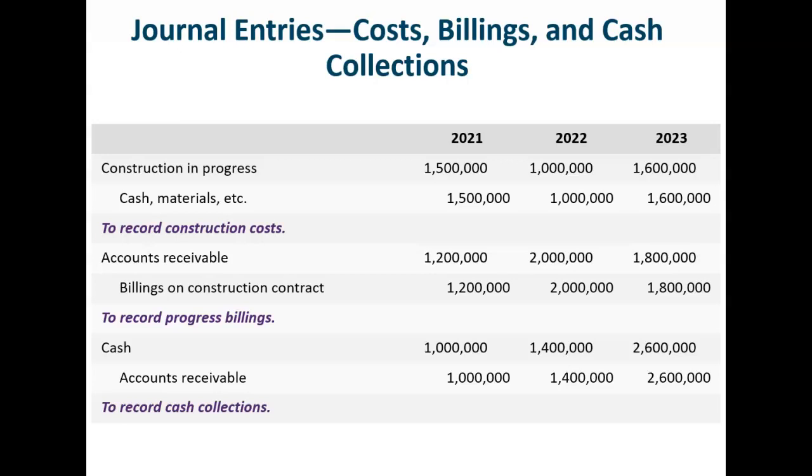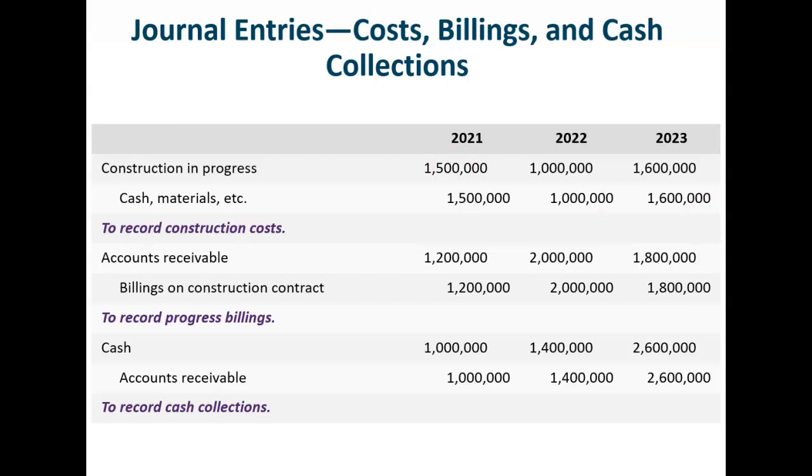The second journal entry occurs when Harding bills its customer according to whatever schedule the contract permits. Notice that periodic billings are credited to billings on construction contract. This is a contra asset account. It attaches itself to construction in progress, or CIP, and has the opposite normal balance.